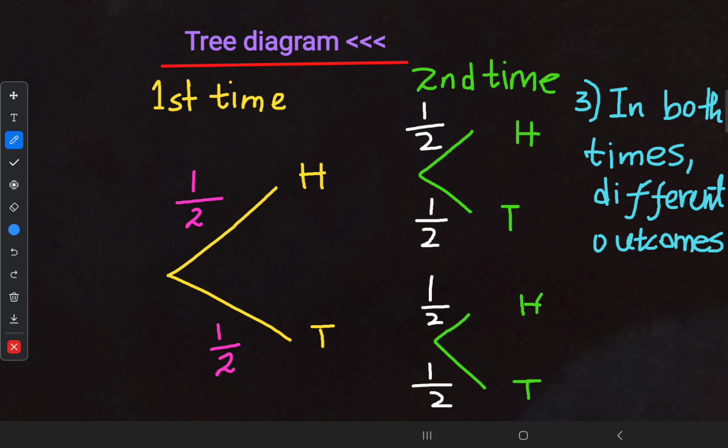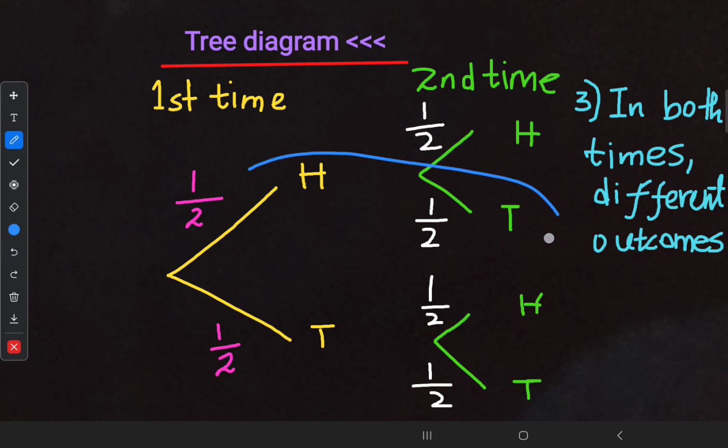That's all. In both times, different outcomes. That means if I think about this branch, we cannot think about only this branch. These are the four possible events: head head, head tail, tail head, tail tail. Likewise, first event head and head, but in both cases we are receiving the same outcomes. In both cases we are receiving head. So this is not our requirement.